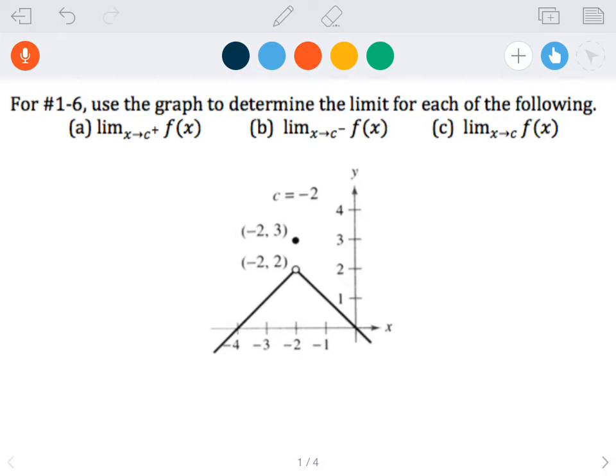Alright, these practice problems are pulled directly from your homework. So if you're actually watching the videos, here's your reward. Let's look at this first set of instructions.